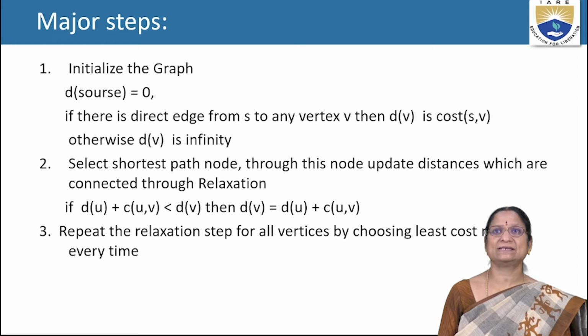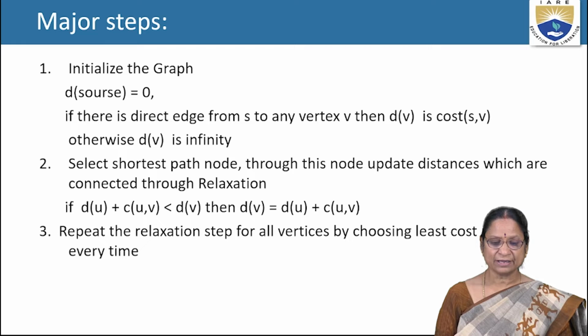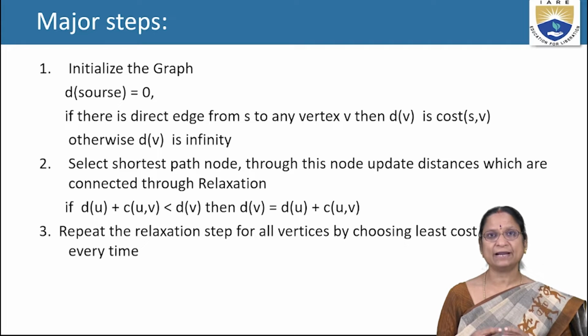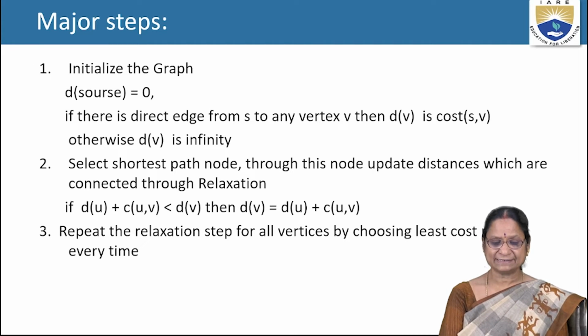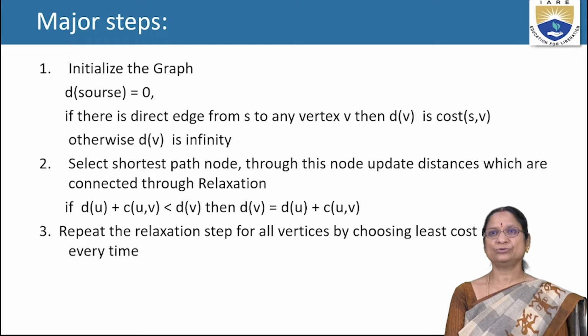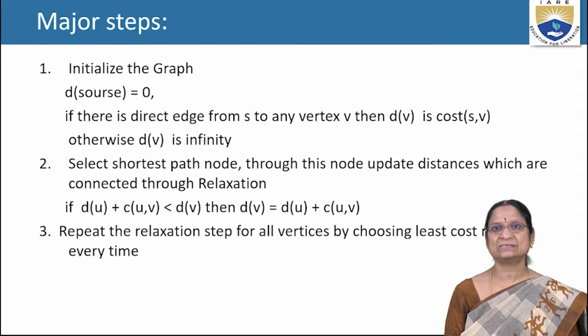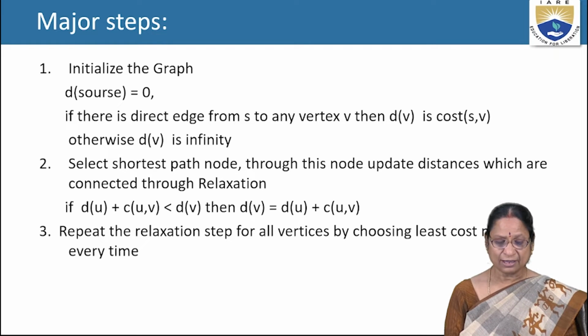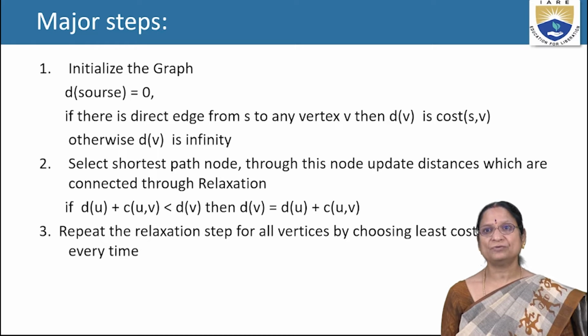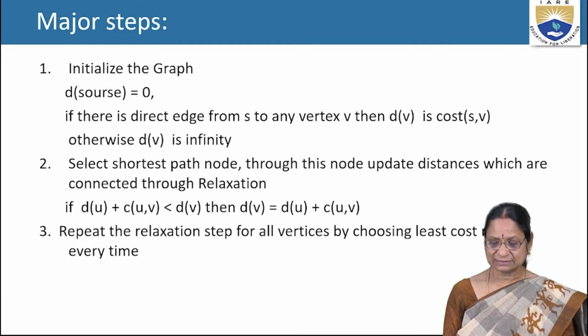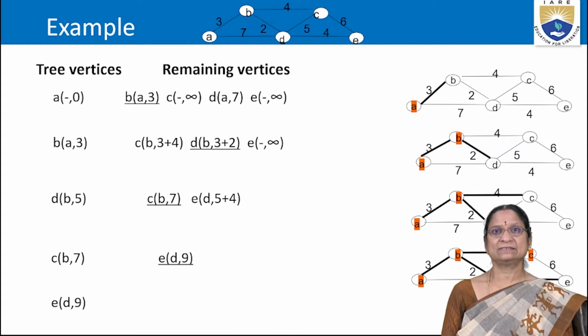This is known as the initialization and relaxation rule. So the major steps are: initialize the graph, source with 0 and other vertices with infinity, and select the shortest path node. Through this node, update the distances of the vertices connected through it by using the relaxation rule. Repeat the relaxation step for all vertices by choosing the least cost node every time. We'll see some examples through which we can easily understand the process.